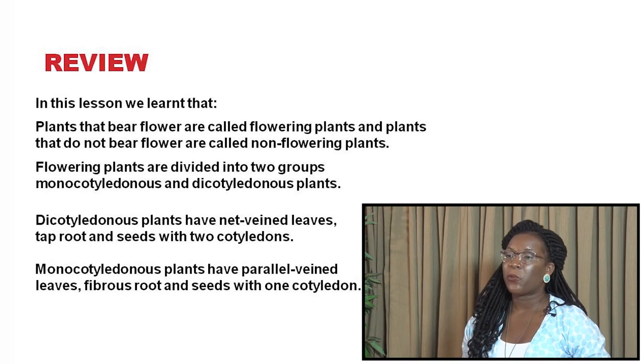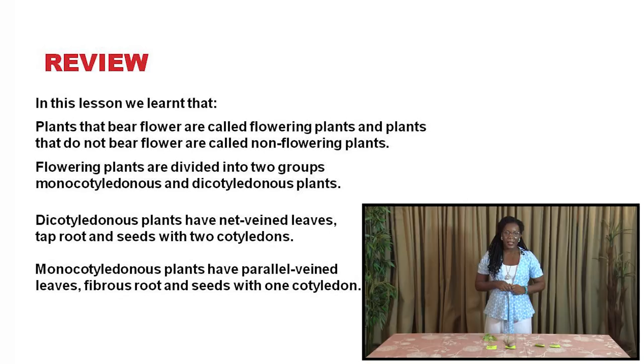In this lesson, we learned that plants that bear flowers are called flowering plants, and plants that do not bear flowers are called non-flowering plants. Flowering plants are divided into two groups: monocotyledonous and dicotyledonous plants. Dicotyledonous plants have net veined leaves, tap root, and seeds with two cotyledons. Monocotyledonous plants have parallel veined leaves, fibrous root, and seeds with one cotyledon.